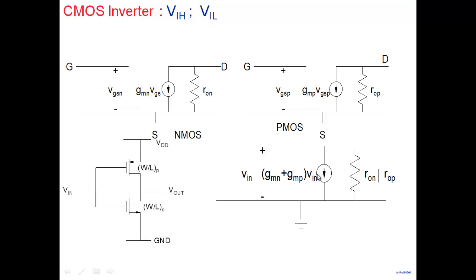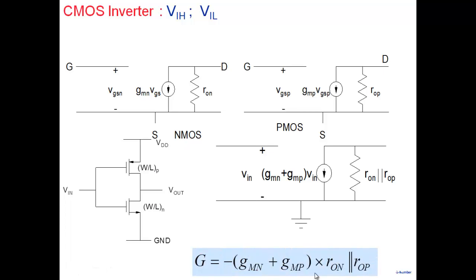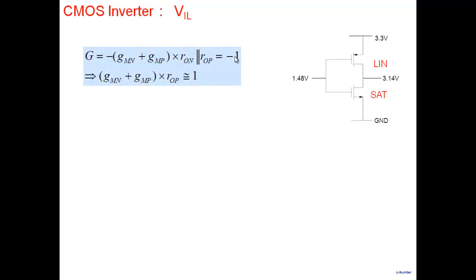And so the gain of the CMOS inverter, if you look at it, is GMN plus GMP multiplied by R0N parallel R0P. So what we are talking about is the following. This is the gain of my inverter, and we are saying this gain should be equal to -1. GMN plus GMP multiplied by R0N parallel R0P must be equal to -1.